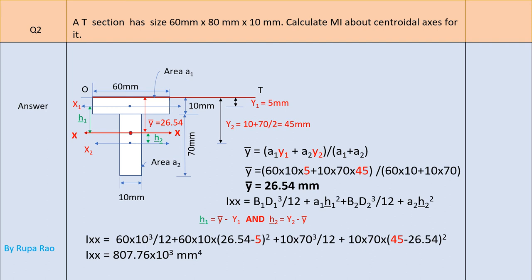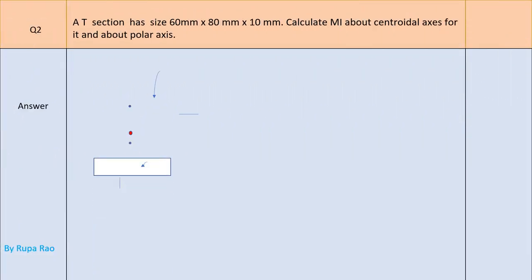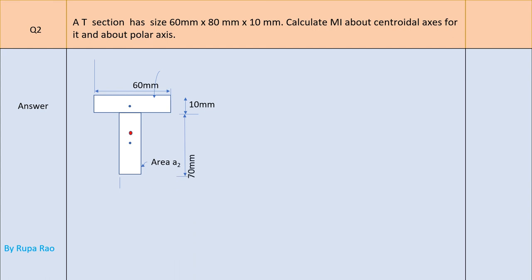Now let us see how we calculate the Iyy for the same T section. Now this is the rectangle. Here again I'm giving the dimensions 60 by 10, then area A2 70 by 10. This is the top flange 60 by 10 which I have shown here, and this is the vertical rectangle, that is the web, which is 10 by 70. This top rectangle, which is the horizontal rectangle, we call area A1, and this vertical rectangle, which is 10 by 70, we call area A2.